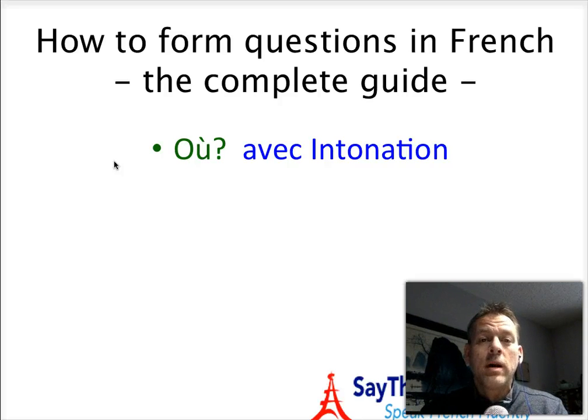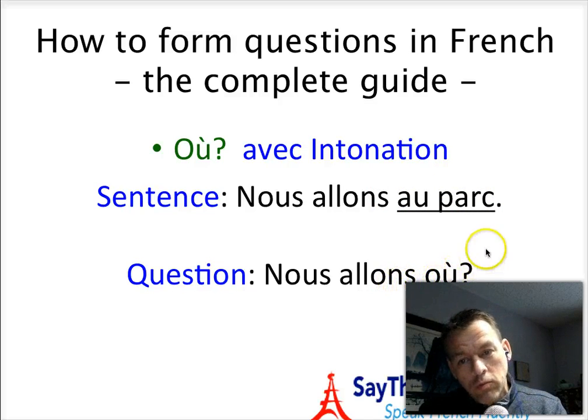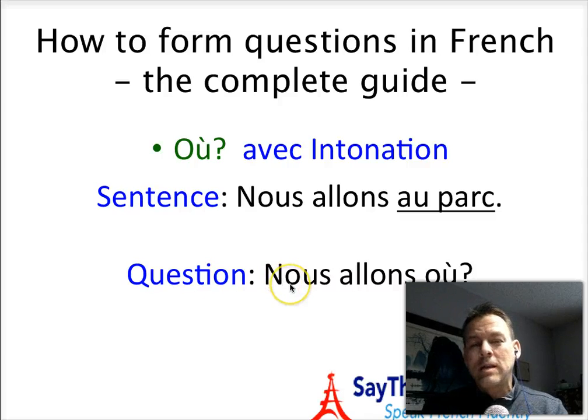Où, if you remember, où is where, right? Nous allons au parc. You just replace the destination with where. And then you just go whoop, and you increase, it's a rising intonation. All right, so here's how it sounds. Nous allons où? Nous allons où?